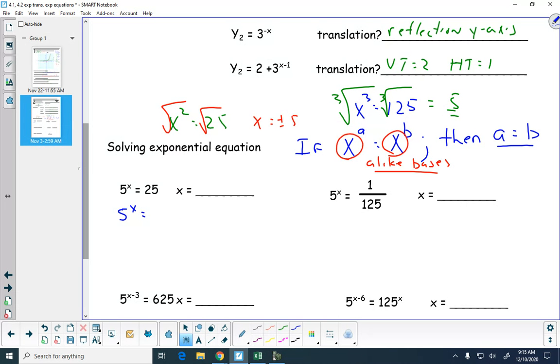How can we write 25 as a base of 5? 25 would be 5 to the what power? Riley, what would be 25 as a base of 5? 5 to the what power? 5 squared. So we have 5 to the second power. What we have now created is like bases. If these two bases are alike and we have equality here, then this will tell us that x is equal to a value of 2. Once again, I think you could have figured that out without those steps. But when we go to our next problem, it's not going to be quite as easy.